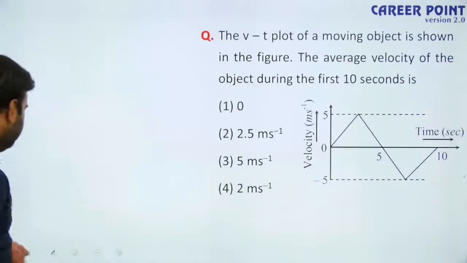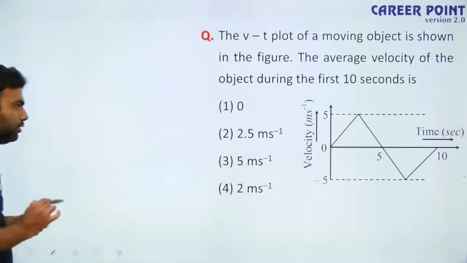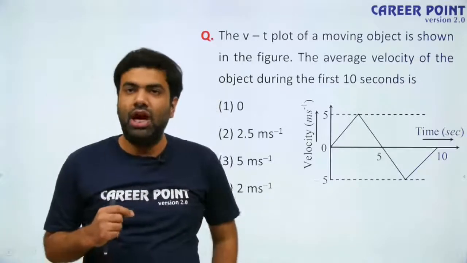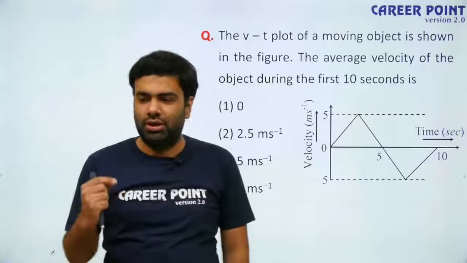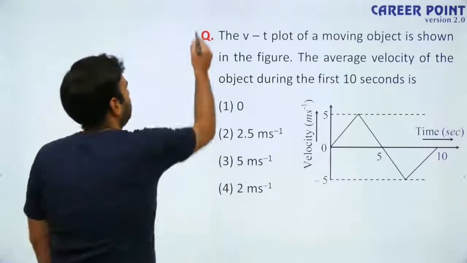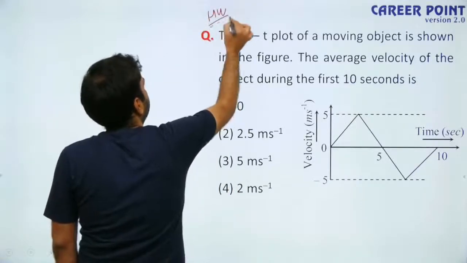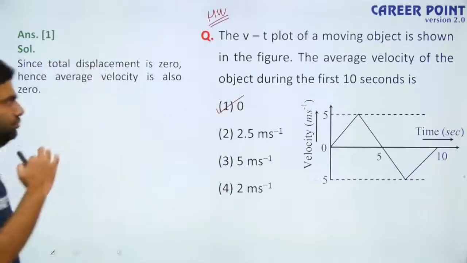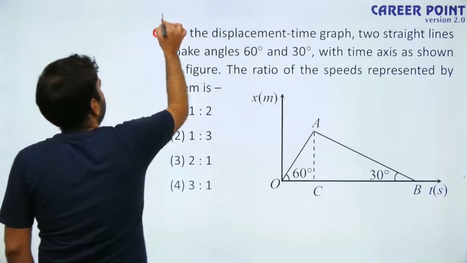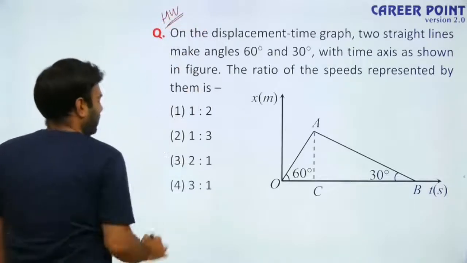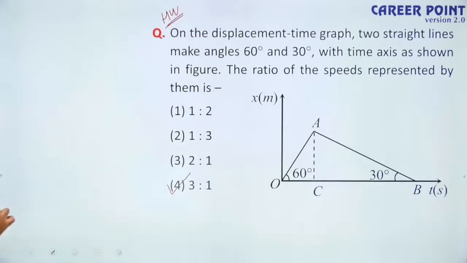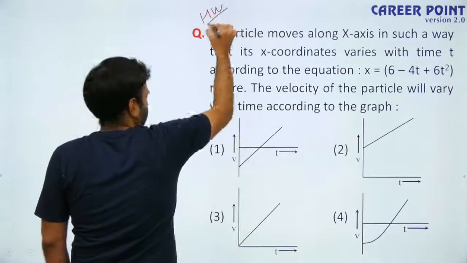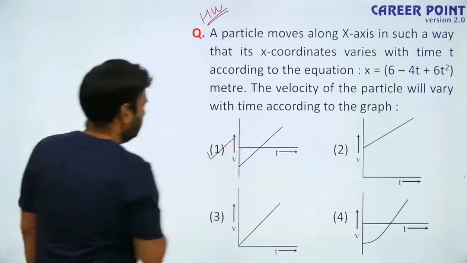Okay, so now I am going to give you some questions as homework. I want you to practice some questions in order to get perfection. So this question is your homework. Okay, and answer is given. Answer is option 1. This question is also your homework. Its answer is option 4. Again, this is your homework and the answer is 1.